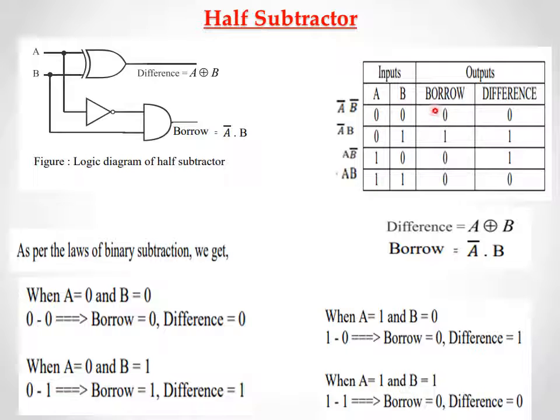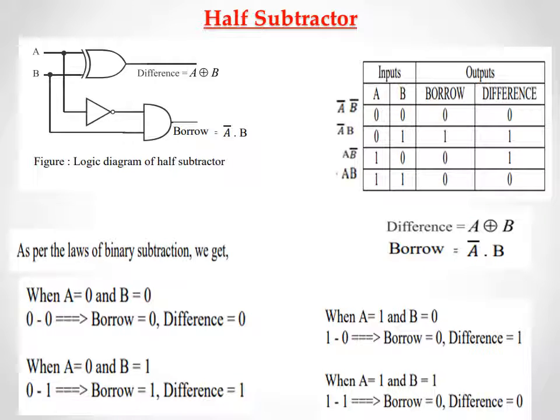Now let's see the subtractions. So A minus B, that is 0 minus 0, is equal to 0 0. 0 minus 1, in this case, borrow is 1 and difference is 1. And 1 minus 0, the difference is 1 and borrow is 0. 1 minus 1, the borrow is 0 and difference is 0.